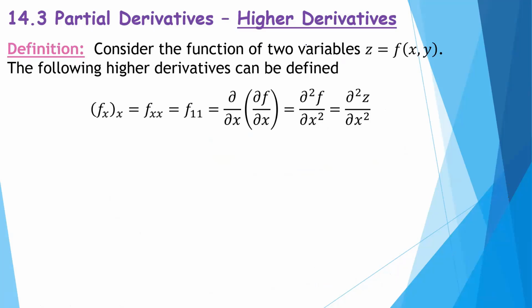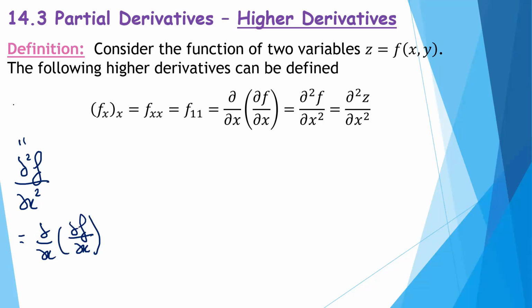How can we define higher order derivative? What is d2f/dx²? What does it mean? It means derive twice with respect to x. You derive with respect to x the partial derivative with respect to x. We can also write it as fxx. So we derive firstly with respect to x, and we derive again the partial derivative obtained, again with respect to x. We can call it fxx, f11, d2f dx twice, and so on.